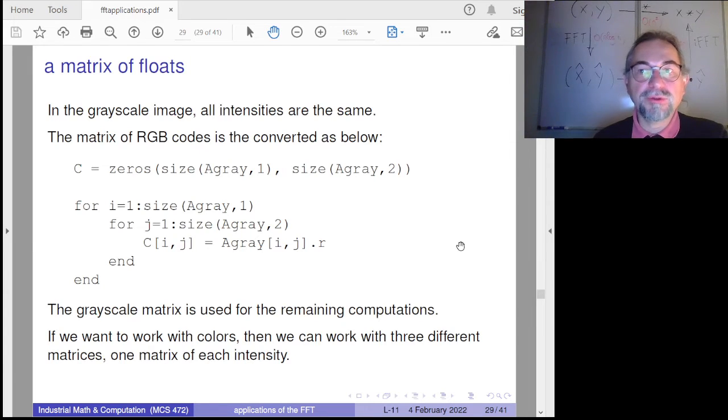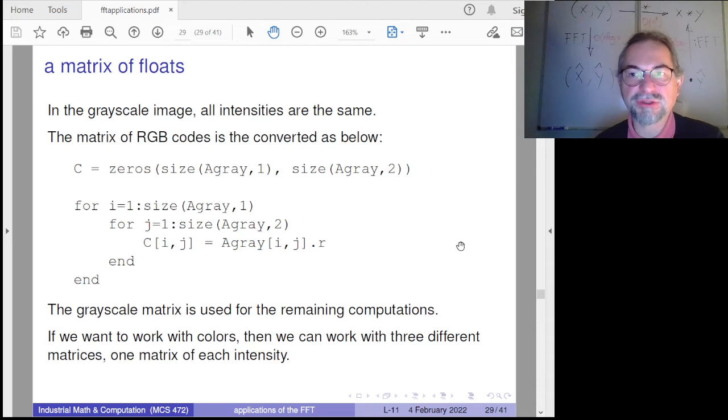Okay, why do we do this? Well, then we have one single floating point matrix to work with. If you still want to work with the colors, you could work with three different matrices. So for each intensity, you use a separate matrix, and then you do everything three times over.